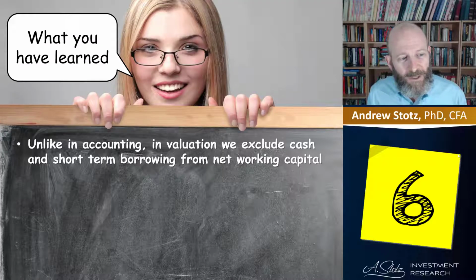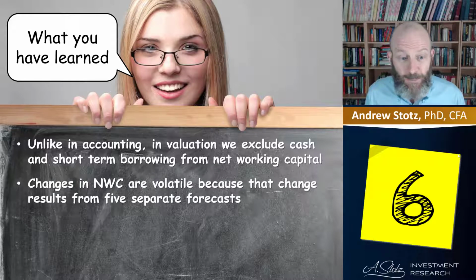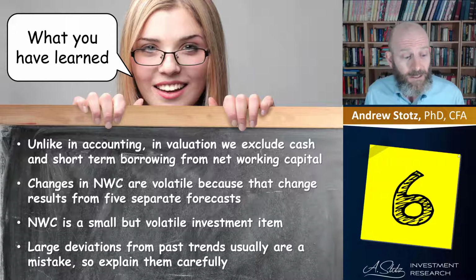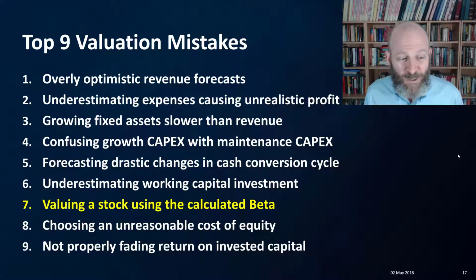So what have you learned? Unlike in accounting, in valuation we exclude cash and short-term borrowings from net working capital. Changes in net working capital are volatile because that change results from 5 separate forecasts. Net working capital is a small but volatile investment item. And finally, large deviations from past trends usually are a mistake. But if it's not, explain it carefully. So that wraps up number 6.